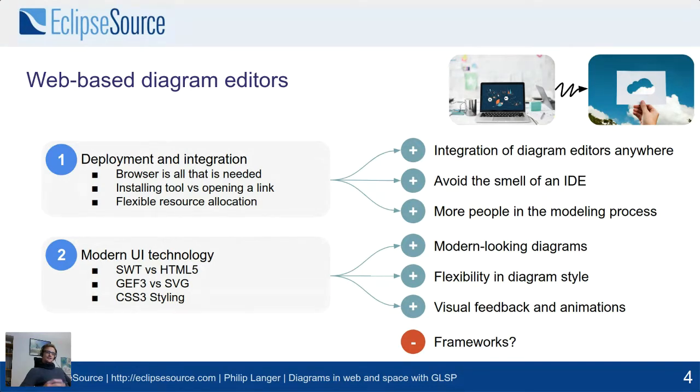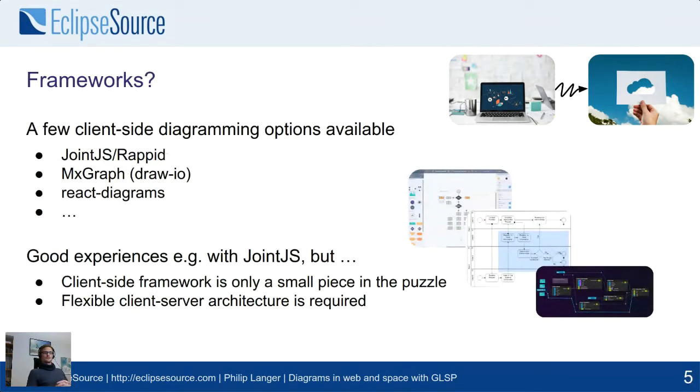There is, of course, however, as I mentioned before, one big disadvantage for web-based diagram editors, and that's frameworks. Because if you compare the existing ones from GMF, for instance, Sirius, Papyrus, and so on in the Eclipse ecosystem, with what we have in web-based technologies, then, of course, you immediately feel the difference. There are a couple of frameworks available, so that's for sure. There are a few client-side diagramming libraries that you could use. So for instance, Joint.js or the commercial version Rappid, or mxGraph and so on. And we built a few diagram editors based on those technologies, and we actually had pretty good experiences in doing so, especially with Joint.js. However, these frameworks are client-side frameworks, so they only address a small piece in this whole puzzle when you want to build a modeling tool based on browser technologies.